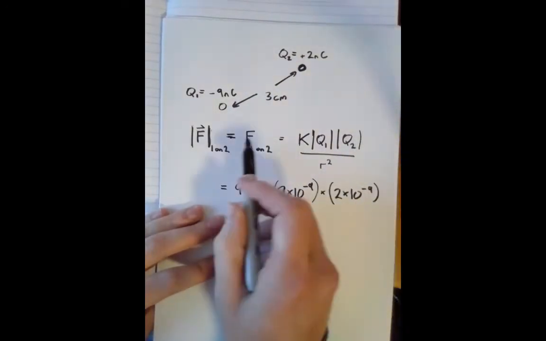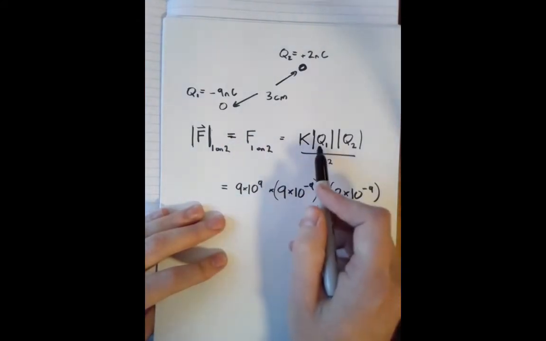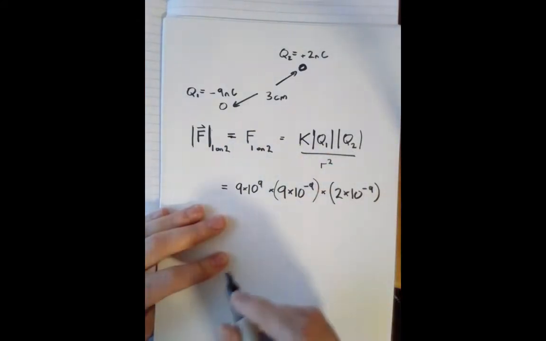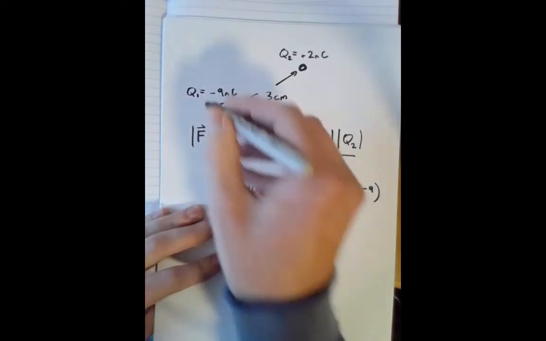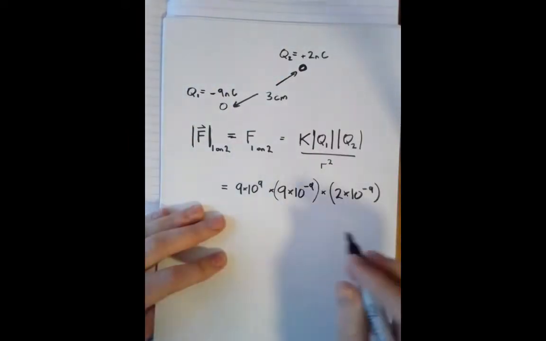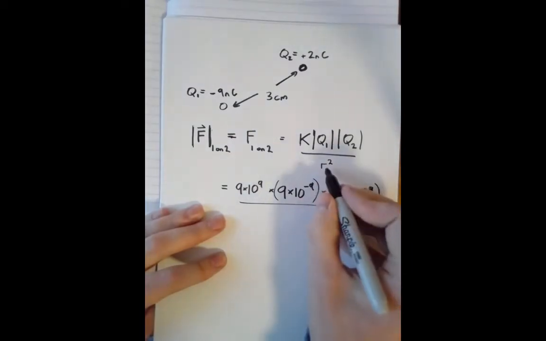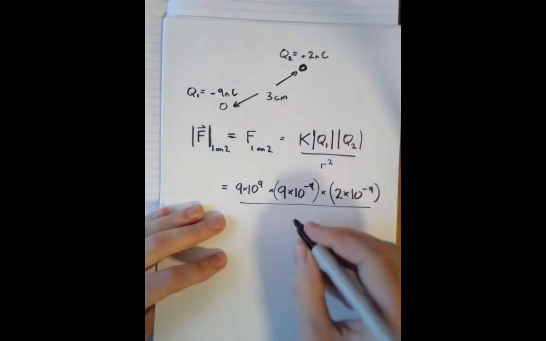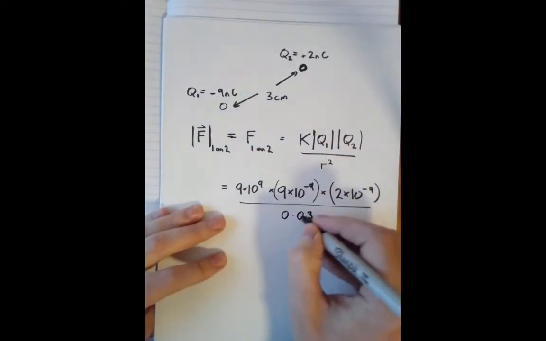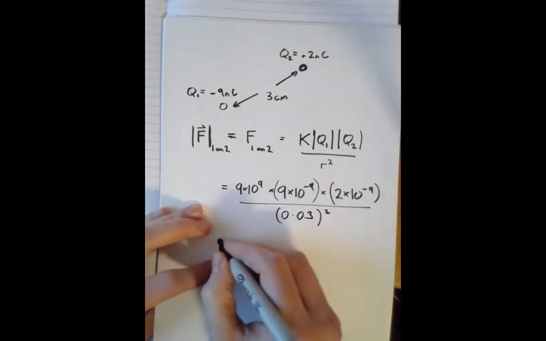So the rule is, if you're calculating the magnitude of the force, just write down the magnitude of the charges. If any of them are negative, then leave the negative sign out. And we're dividing by r squared. R is 3 centimeters, which is 0.03 meters, and that gets squared.